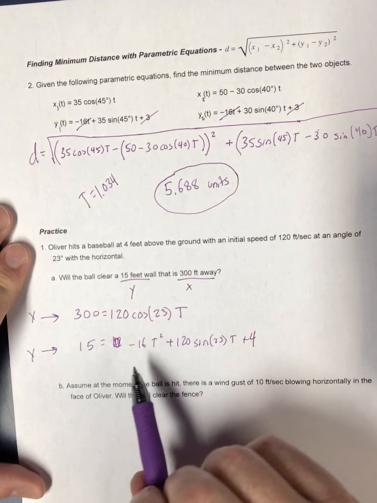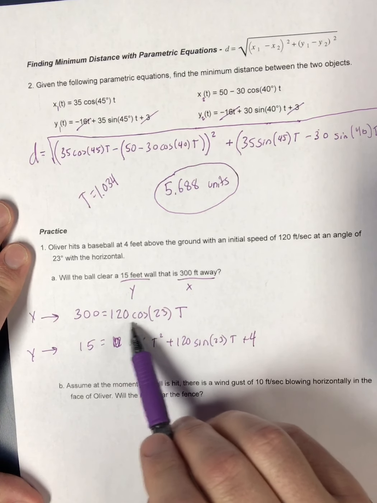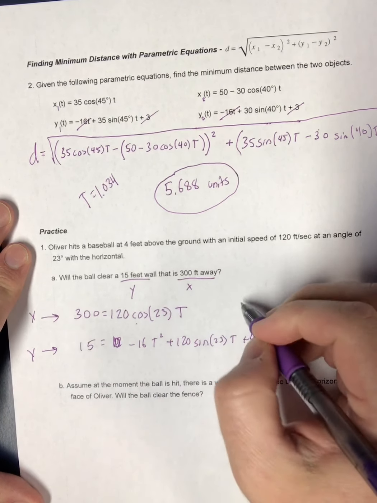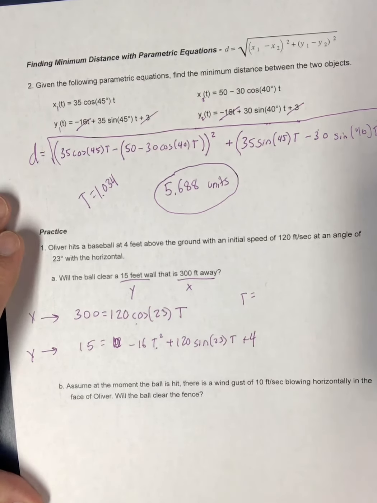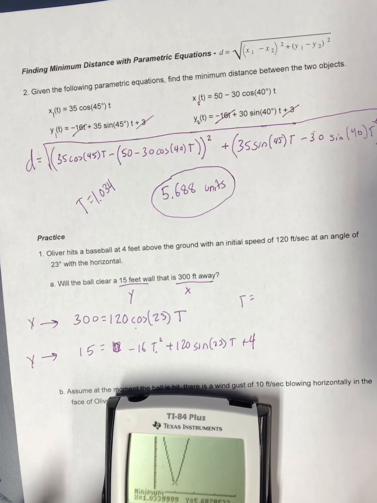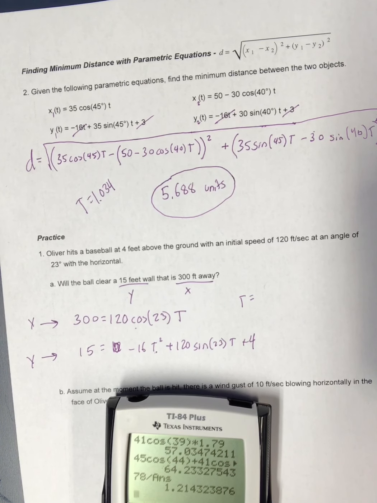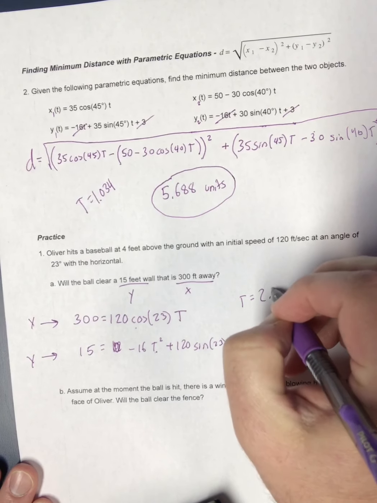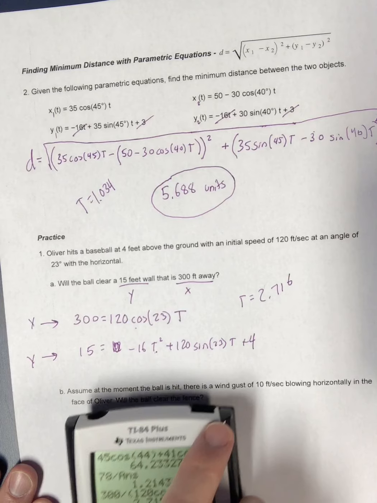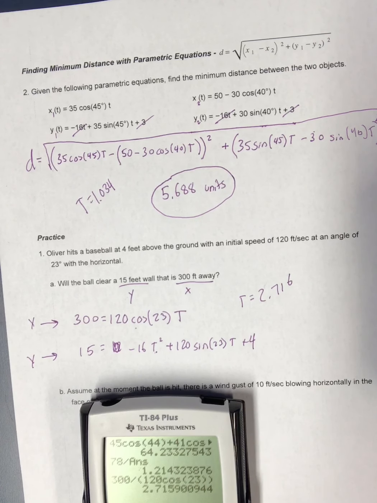So what we would do here is we would solve for this time in the calculator. So we get a t equals for that, and then we'd plug the time into this to see how high it is. So let's find out what happens. I'm going to do 300 divided by, be careful about parentheses here, parentheses 120 cos 23. I get 2.716. Let's see how high it is at 2.716. Is it above or below 15?